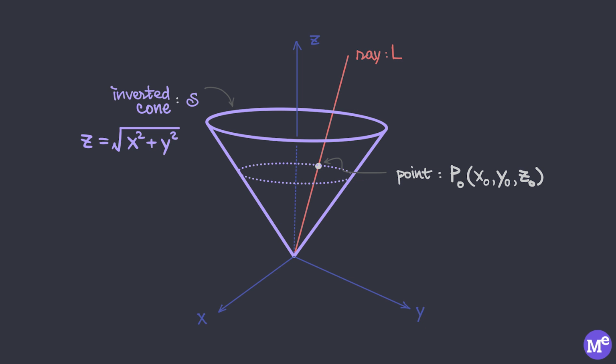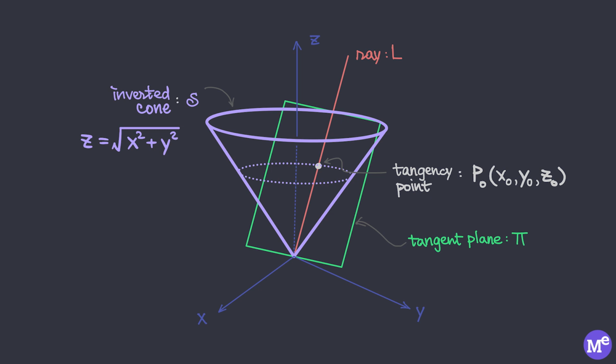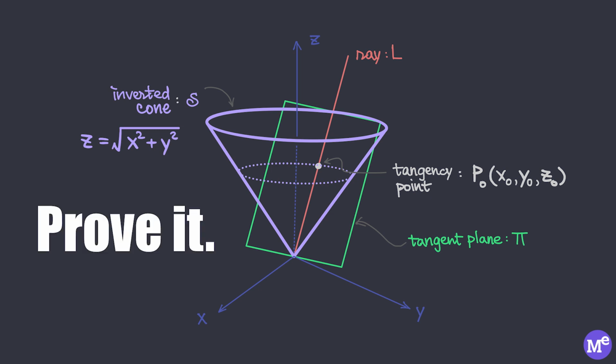If you also put a plane tangent to the surface at that point, it's not hard to imagine that the ray also lies on the tangent plane, because the tangent plane intersects with the conic surface at that ray. How do we show these two facts mathematically? Let's get to it.